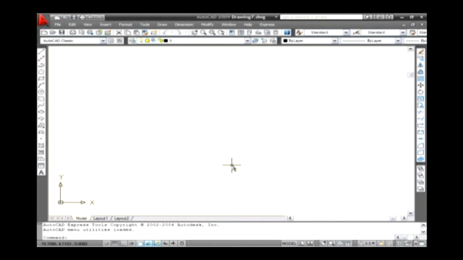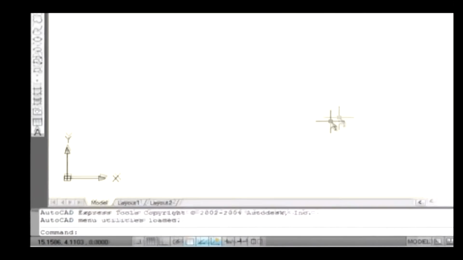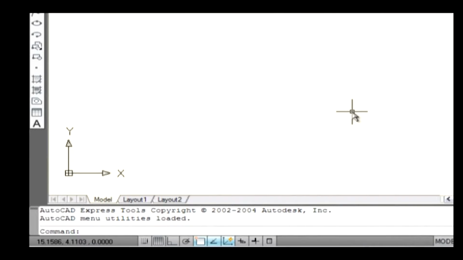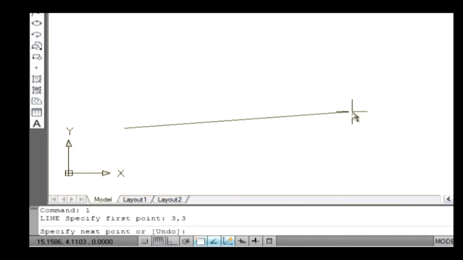Now we're going to draw a square using absolute XY coordinates. Here are the steps. Type L on the command line and press Enter. The command line displays "Specify first point." Type 3,3 and press Enter. Now the command line displays "Specify next point or undo." Type 6,3 and press Enter.